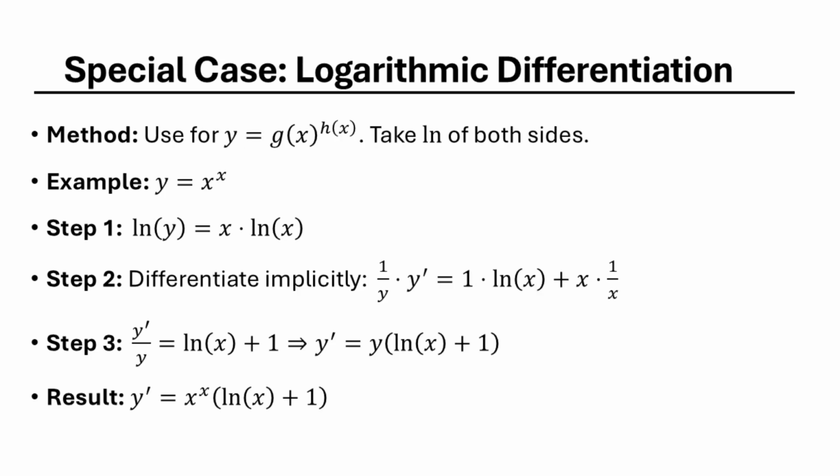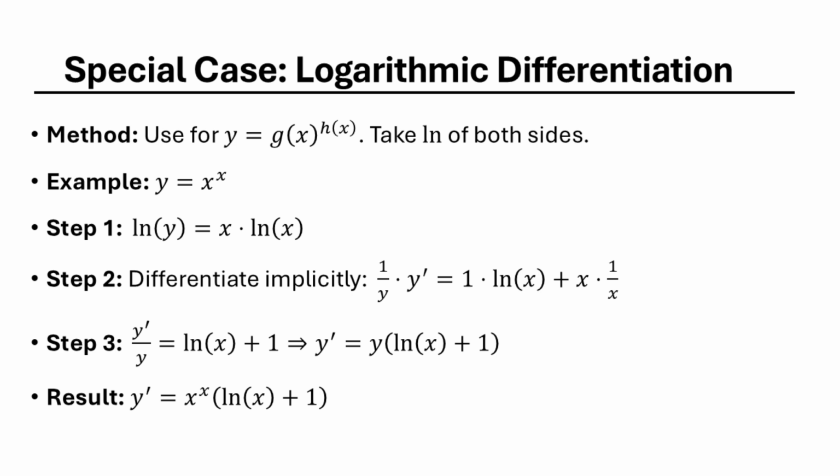Finally, we have the most complex case, logarithmic differentiation. This is necessary when you have a function where both the base and the exponent contain x, like y equals x to the power of x. Neither the power rule nor the exponential rule works here. Instead, we take the natural log of both sides, ln of y equals ln of x to the power of x. Using log properties, we bring the exponent x to the front, ln of y equals x times ln of x. Now we differentiate implicitly.